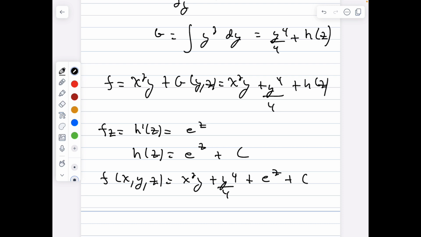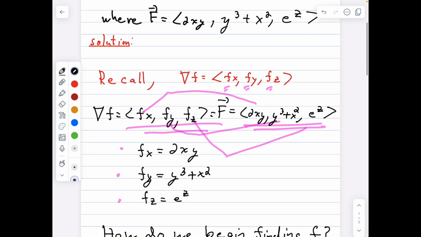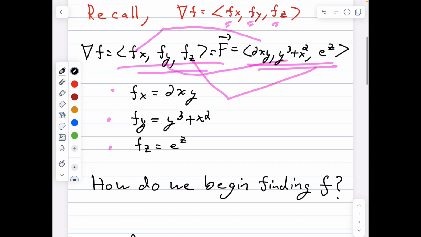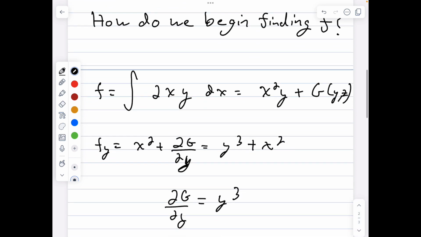Okay? All right, so that's how this method works. So again, you would set each of your partial derivatives equal to the components of the vector field given, and you choose any one of these. Doesn't matter, f_x, f_y, or f_z. Whichever you pick, you're going to integrate with respect to that variable. So I picked f_x, 2xy, integrated with respect to x, and you always get the antiderivative of that plus a function that's in terms of the two other variables. And your task is to find that function of two other variables.